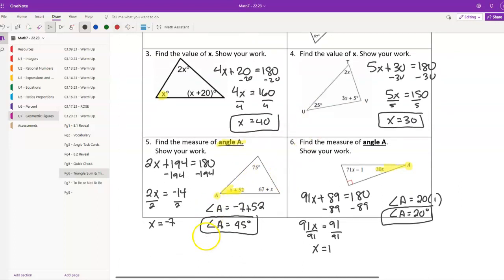Now, we didn't get a chance to talk about this, but some of you are like, wait, it doesn't make sense that I got a negative number. And normally you'd be right. If the x here was a negative number, that wouldn't make sense because we can't have a negative measurement. But because in number 5, x is part of an expression to find the angle measure, we can do that. So when I plug in -7, I get out a positive 45. So it's always good to be aware of that.